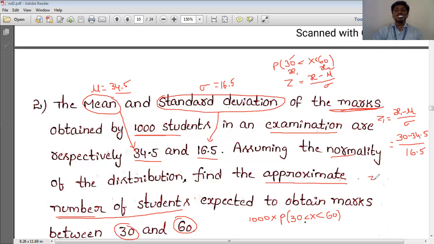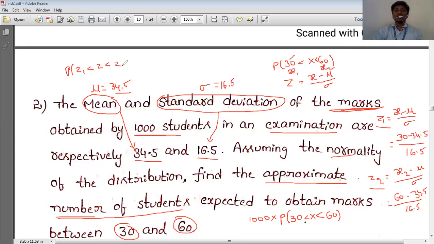And next, in the same way, we need to calculate Z2. So Z2 is the same as x1, but in place of x1 we have to choose x2. So x2 minus mu by sigma. Here x2 is nothing but 60, minus mu, which is 34.5. There is no change in the mean and standard deviation. What they give in the problem, that one only we are taking. And sigma is 16.5. So now we need to find Z1 and Z2. After calculating Z1 and Z2, we need to calculate P of Z1 less than Z less than Z2.